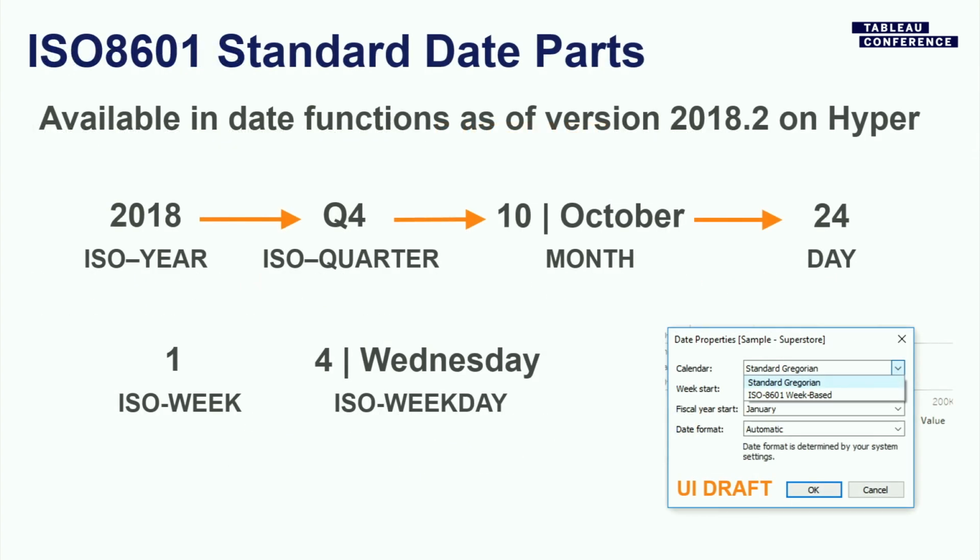Since Tableau version 18.2, we also have ISO standard date parts. What is that? Is anyone from Europe in this audience? Yeah, a bunch of you. For all of you, it will be super relevant because the Gregorian calendar that is used in the US critically differs from the ISO standard calendar that is used in Europe and other parts of the world. And what critically makes a difference are the week numbers. So you can use these date parts and date functions already if you're running a Hyper extract.